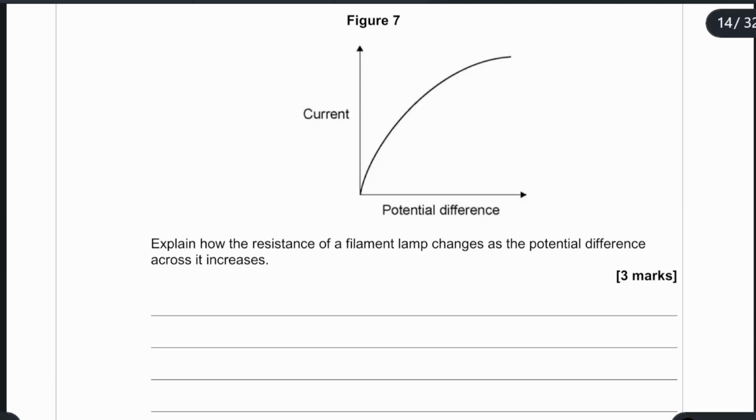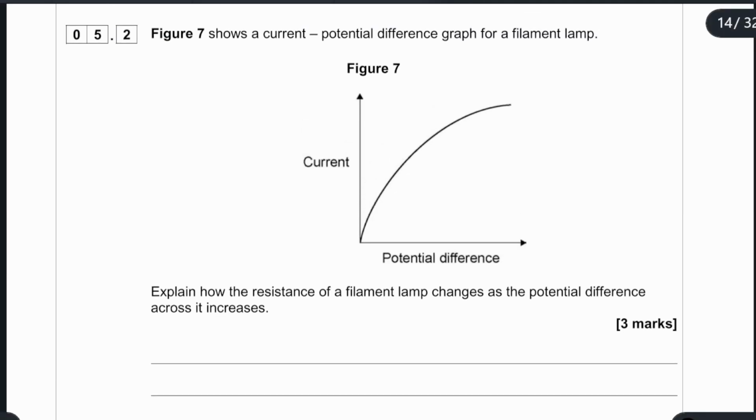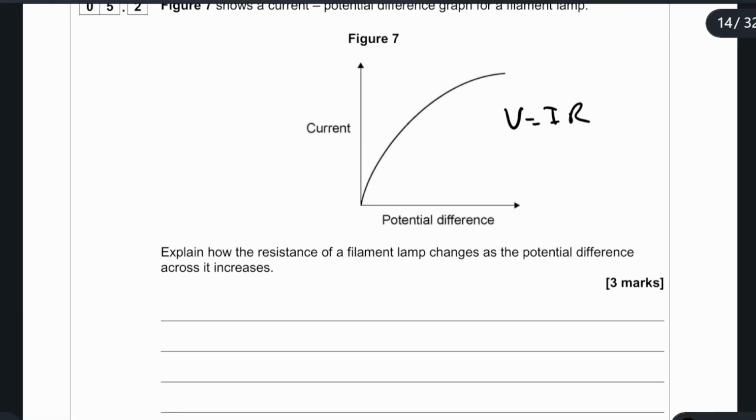So how do we tell the resistance from a current potential difference graph? Remember, V equals IR, which means that the resistance is equal to V over I. In other words, essentially the inverse of the gradient gives us the resistance. And so what we can see is that as the gradient is changing, that means the resistance is changing.